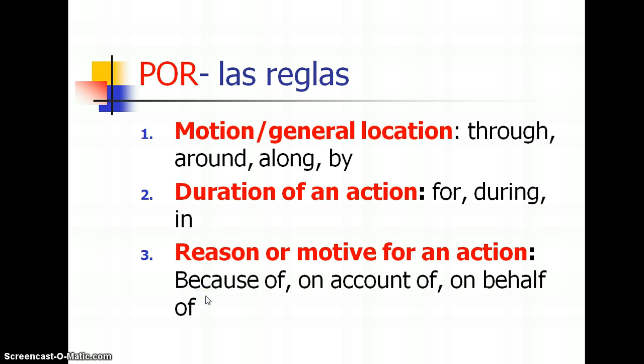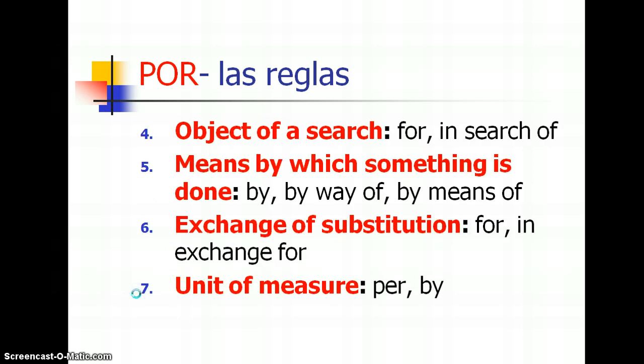Hopefully, this is what you came up with. For example number 1, both of those sentences used por to express the word through, around, along, or by. For example, you talk about going pasear por el parque, you're taking a walk through the park. Okay. In number 2, por was being used to express the duration of an action, for how long something was being done, or during, in that amount of time. Okay. 3, in number 3, the reason or motive for an action was being expressed by por. Okay, we were saying because of, on account of, or on behalf of by using por. In example number 4, we express the object of a search, okay, going to get something.